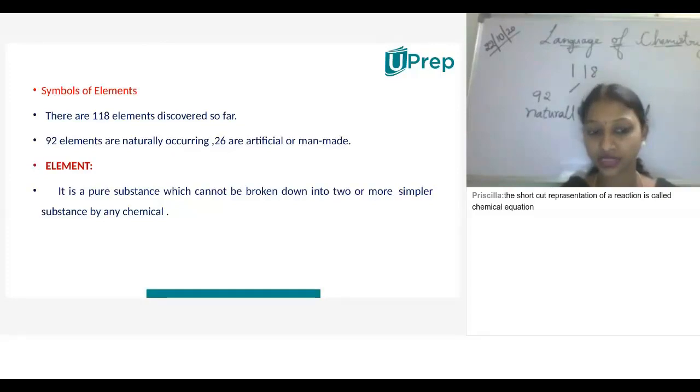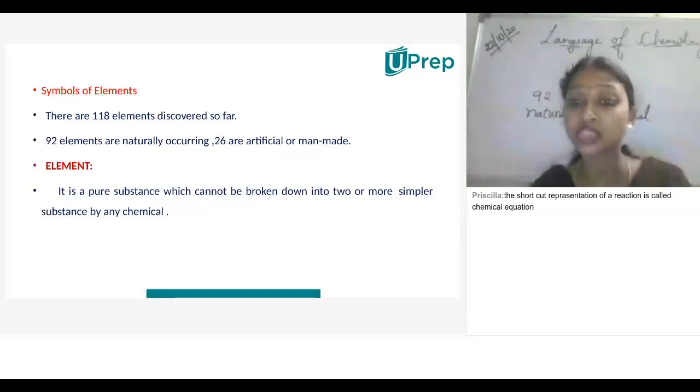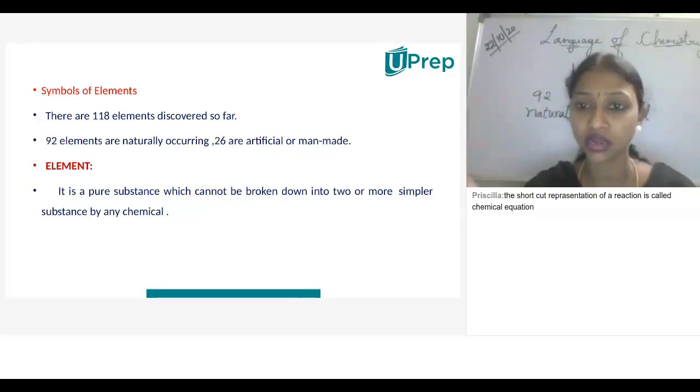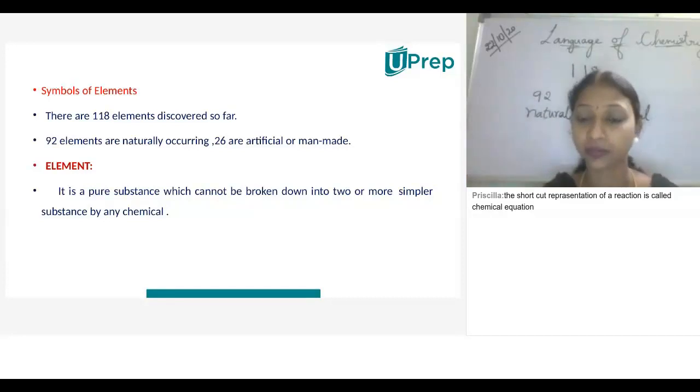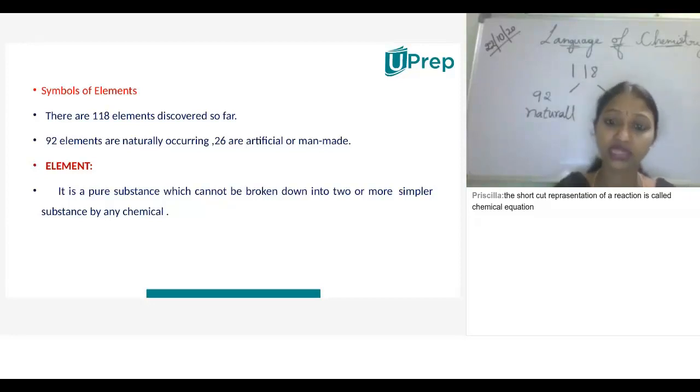For the shortcut representation of a reaction, simply we can say that the reaction which we have done in the laboratory can be placed on paper, or shown in appearance on paper or on any other object, to show which reactants are used in the laboratory. Understood? Shortcut representation is presentation by using chemical equations. Understood, Priscilla?